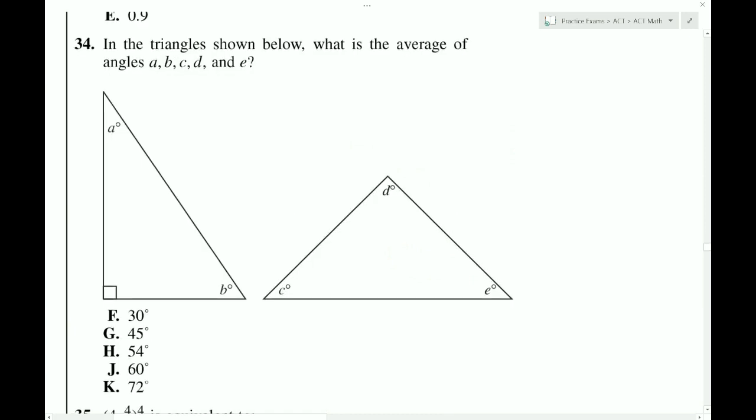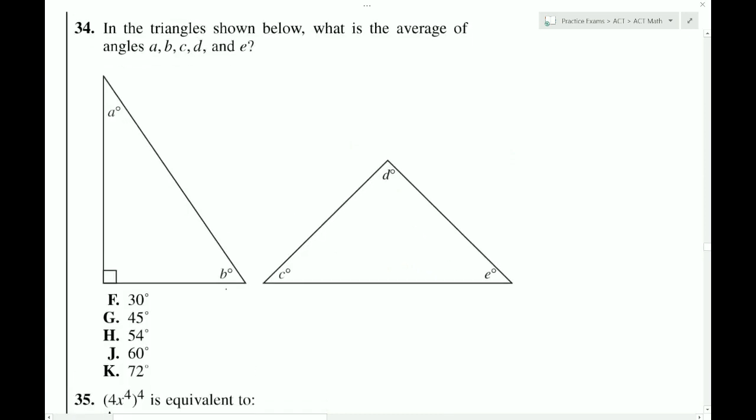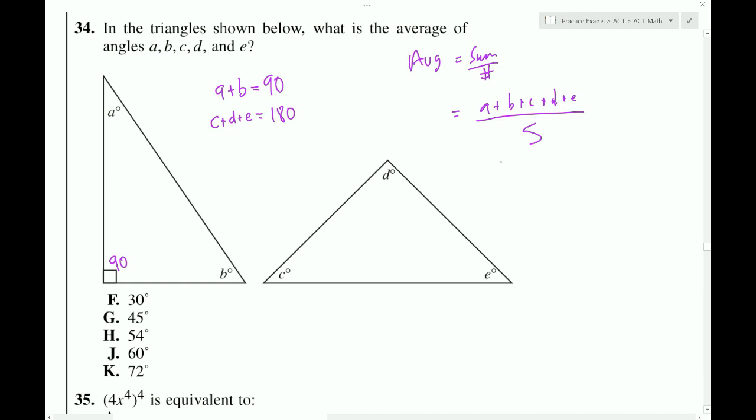In the triangle shown below, what is the average of these angles? Okay, so we know this one is 90, right? So we know that A plus B has to equal 90, right? We also know that C plus D plus E has to equal 180. Now we know our average formula is average equals sum over number. So if we're finding the average, we need the sum. So the sum of these 5 angles would just be A plus B plus C plus D plus E. We have to divide by the number of items, which is 5 items, right?